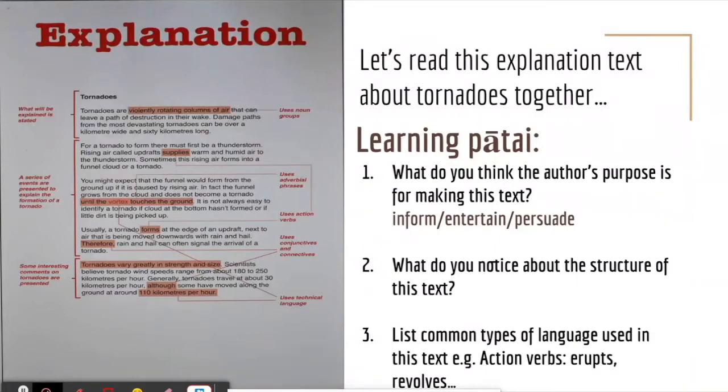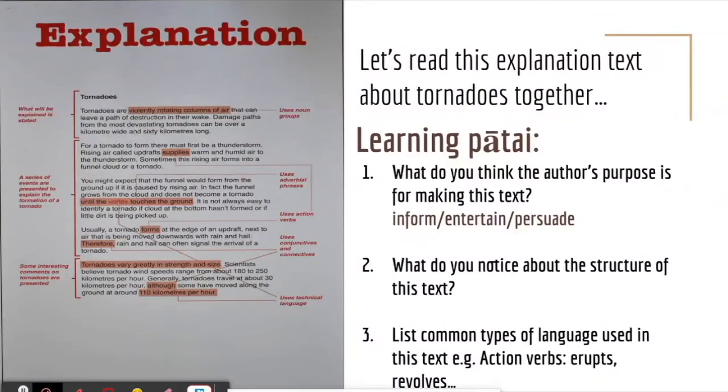Tornadoes vary greatly in strength and size. Scientists believe tornado wind speeds range from about 180 to 250 kilometers per hour. Generally, tornadoes travel at about 30 kilometers per hour, although some have moved along the ground at about 110 kilometers per hour.